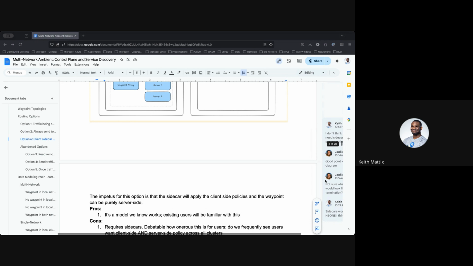One quick thing before you go, Ian. I agree with you completely, Costin. As I was talking to Jackie about this, what popped into my mind is that if we try to make the waypoint do this client-side, server-side split, we recreate sidecars. It's just a layer 7 proxy that is doing routing and policy enforcement, and regardless, the only question is where you stick it. So we've got options. This option 6 could be a client sidecar, it could be an egress gateway. It's just deploying an extra layer 7 proxy that is not a waypoint. That's basically what this option is. Ian, go ahead.